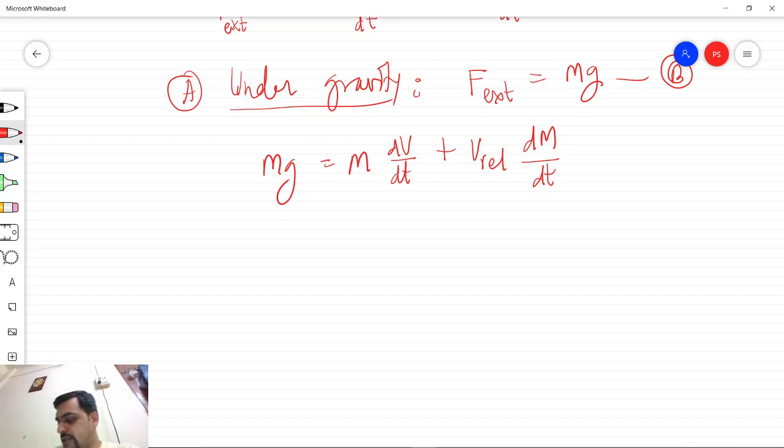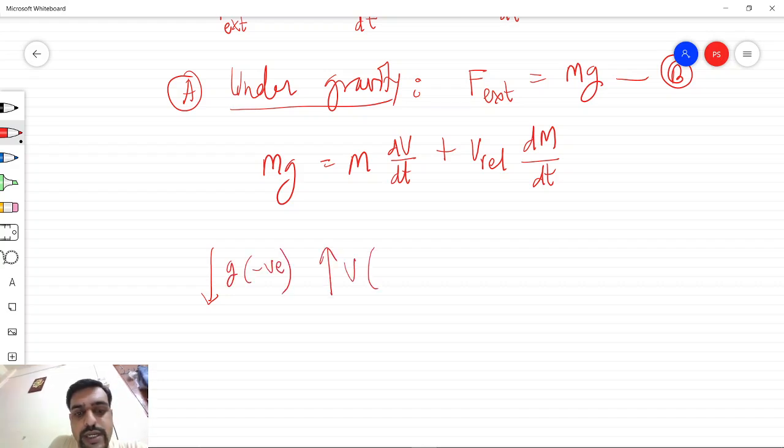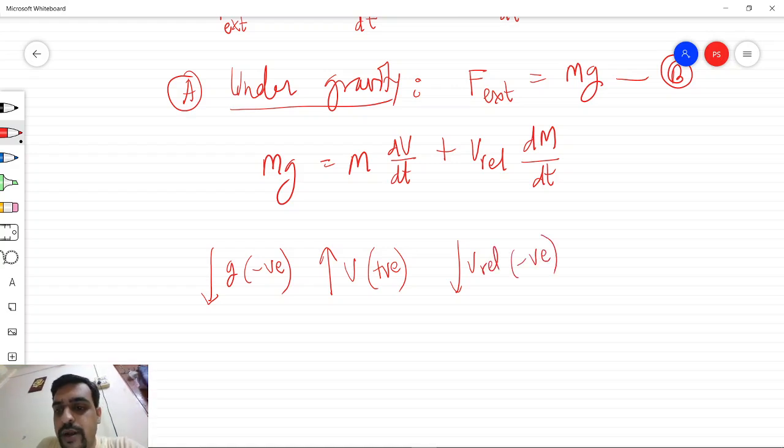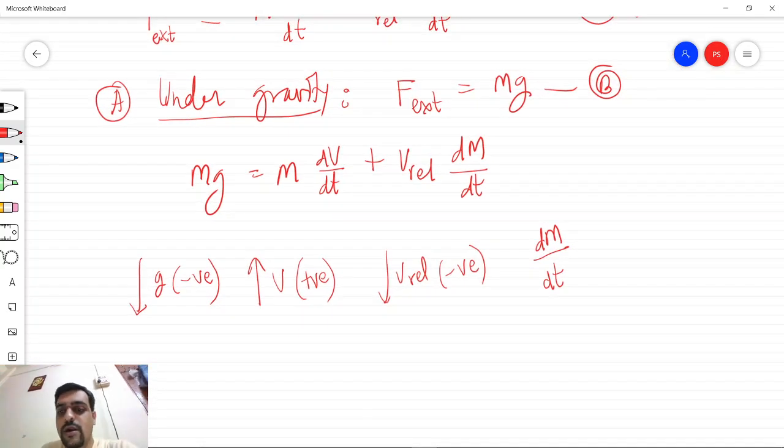Now we will try to include the directions. Gravity is acting downwards, so it is negative. The rocket is moving upwards, so it is positive. And the relative velocity is also in the downward direction, so it is negative. And the last quantity, dm by dt, is the rate of change of mass of the rocket as a function of time. And we know that as the fuel is burned, the mass is going to decrease. So as t increases, m decreases. As a result of this, even this rate of change of mass is going to be negative.